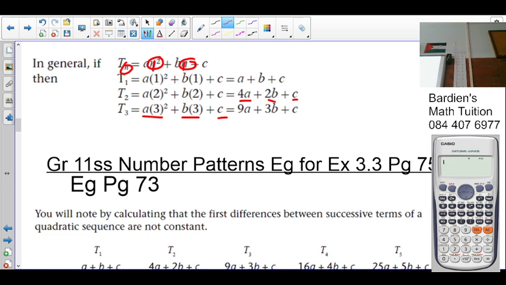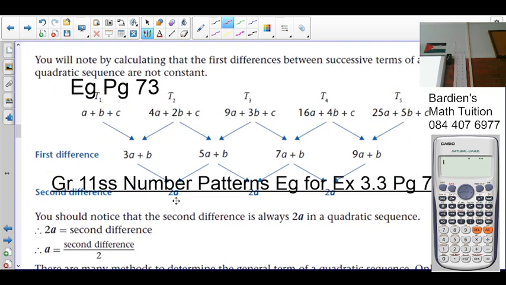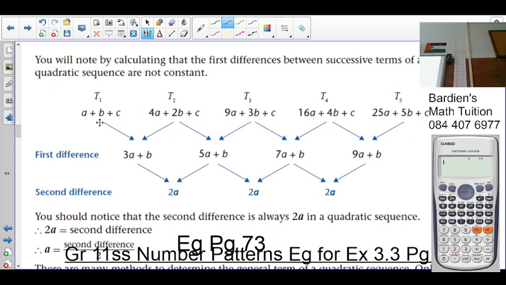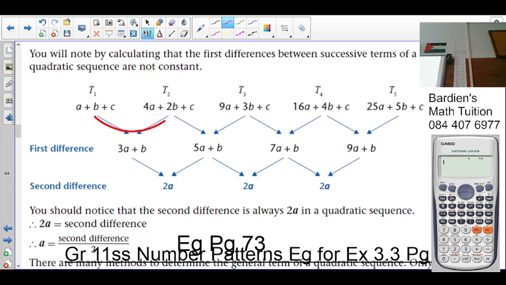So if we write that as a sequence, remember we will have term 1, term 2, term 3, not so? So there's term 1, term 2, term 3, term 4, term 5. They went all the way to term 5. And they worked out this difference here. So you say 4a plus 2b plus c, minus term 1, which is a plus b plus c. Not so? So 4a minus a is 3a, 2b minus b is plus b, and the c is cancelled. Can you see that, people?